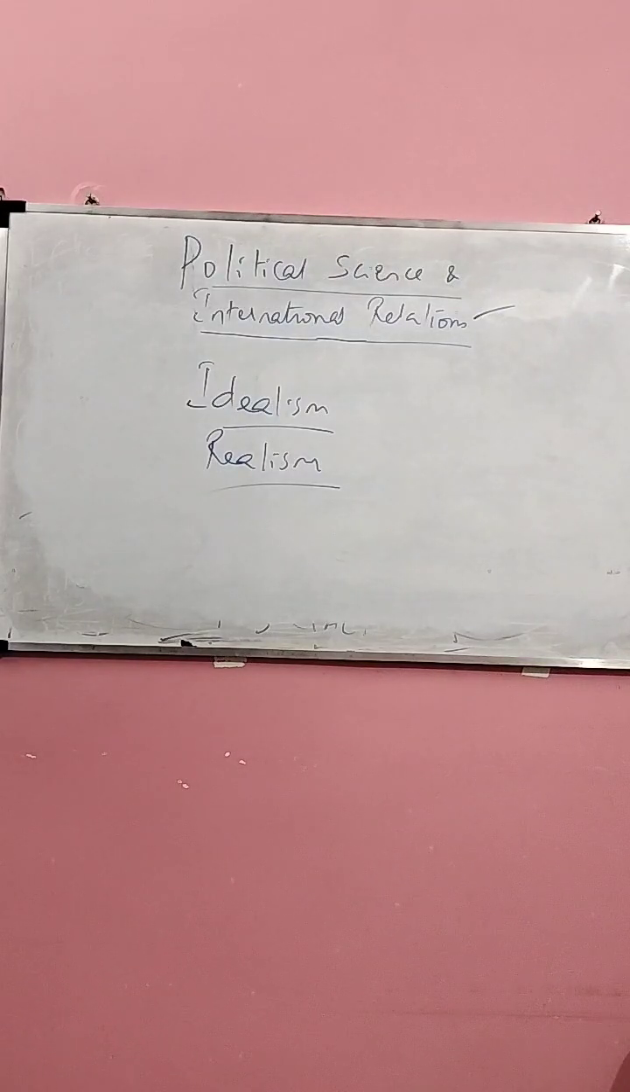There are many approaches to study international relations. Marxism as an approach, functionalism as an approach, liberalism as an approach, neo-functionalism as an approach, complex interdependence as an approach. But these two approaches are the principal approaches, predominant approaches we can say. Approach means the perspective to study international relations. We can also see idealism and realism as theories in international relations.